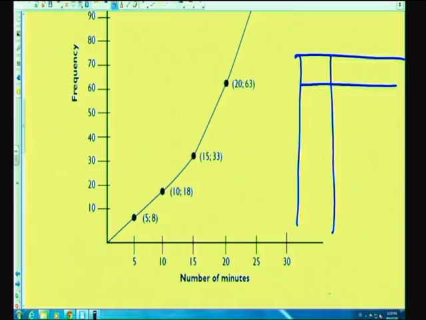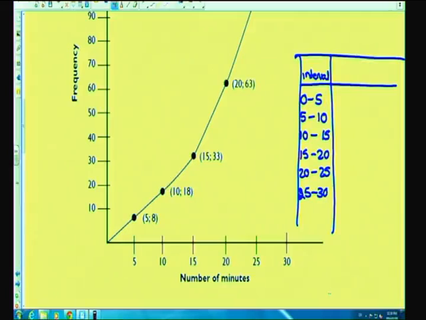And over here, I'm going to have the interval, if you like. So, since they seem to be showing me every 5 minutes, let's go 0 to 5, 5 to 10, 10 to 15, and 15 to 20, and 20 to 25, and 25 to 30. And I think that's as far as we need to go.